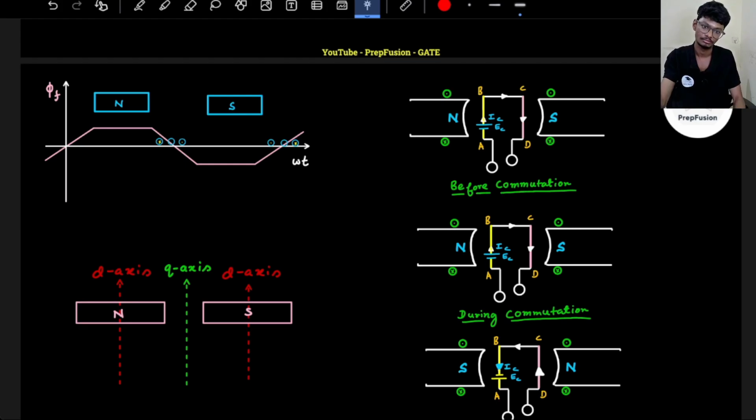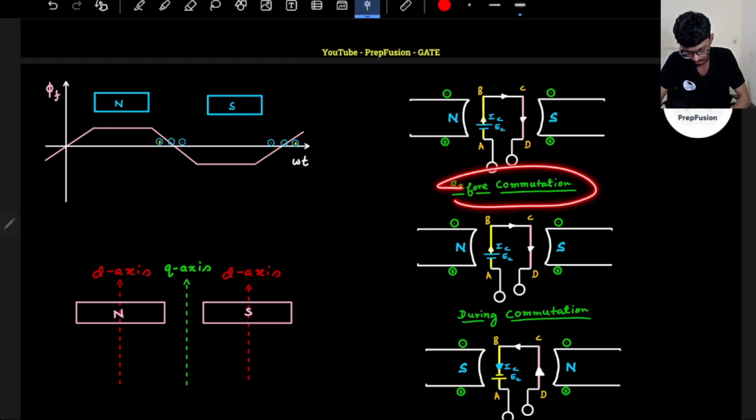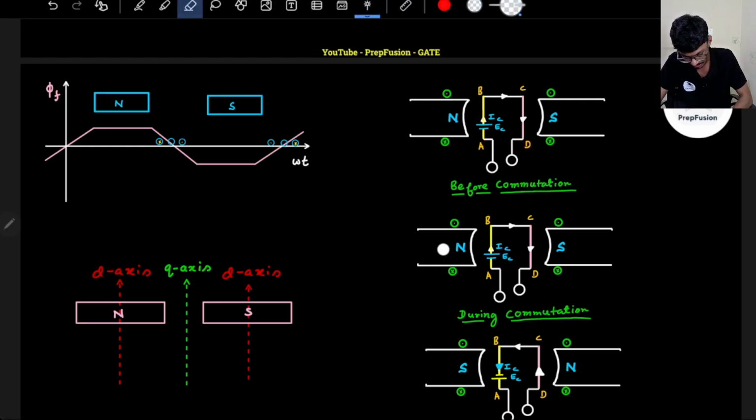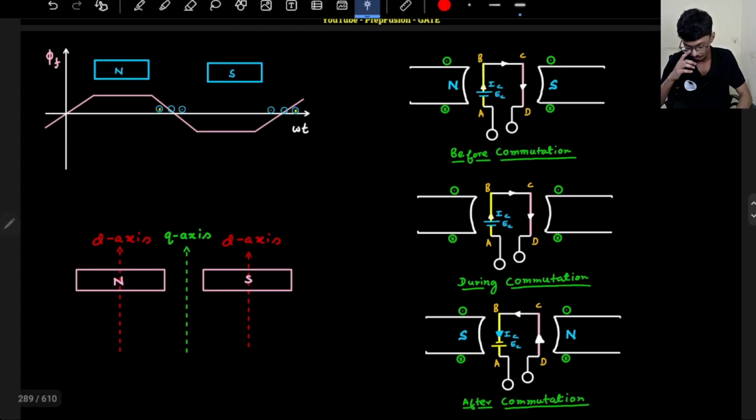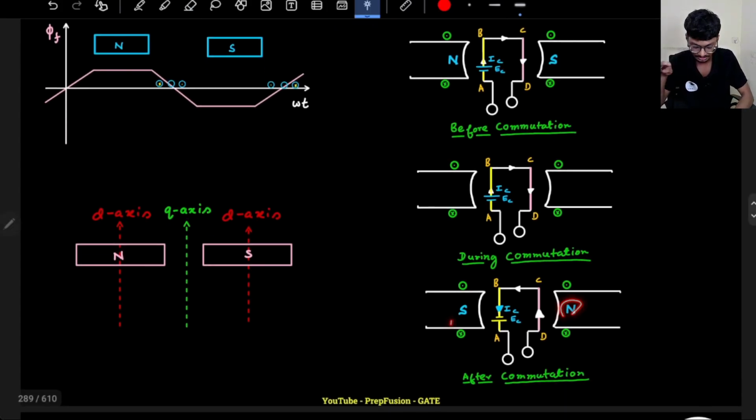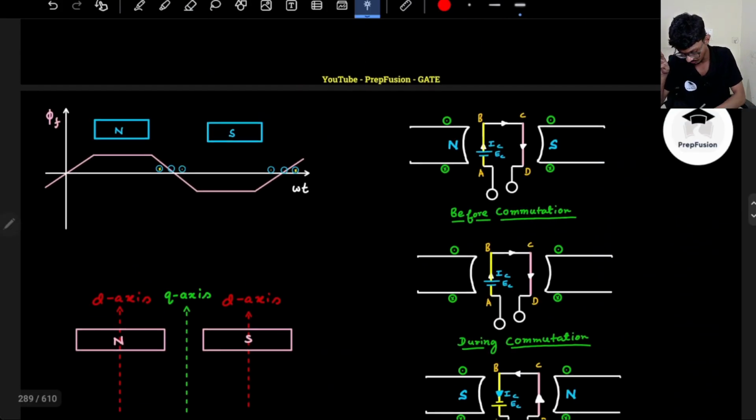So before commutation, let's say the coils are in this position. During commutation, there is no field. The field is 0 because the coil is on the q axis during commutation. After commutation, the field gets reversed. So you can see from here as well.